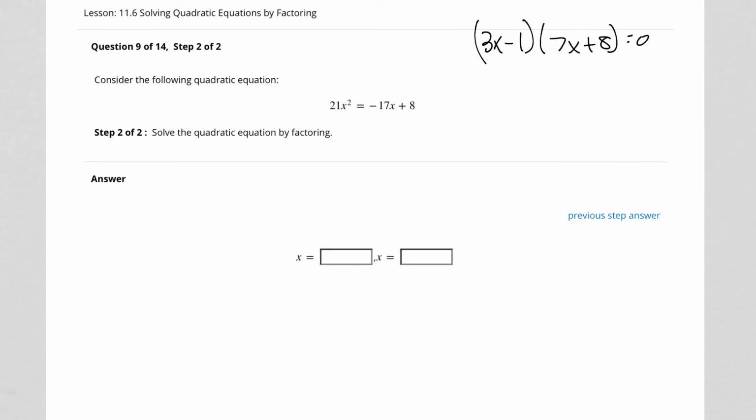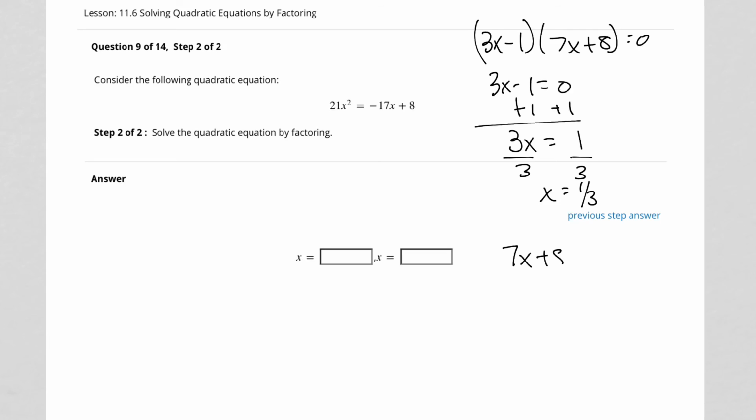So I'm going to set each linear factor equal to 0. 3x minus 1 equals 0. I'm going to add 1 to both sides. 3x equals 1. Divide by 3. X equals 1/3. 7x plus 8 equals 0. Subtract 8. 7x equals negative 8. Divide by 7. X is negative 8/7.